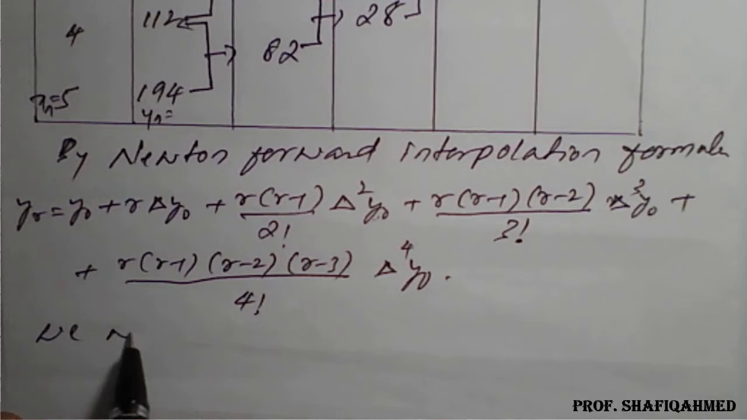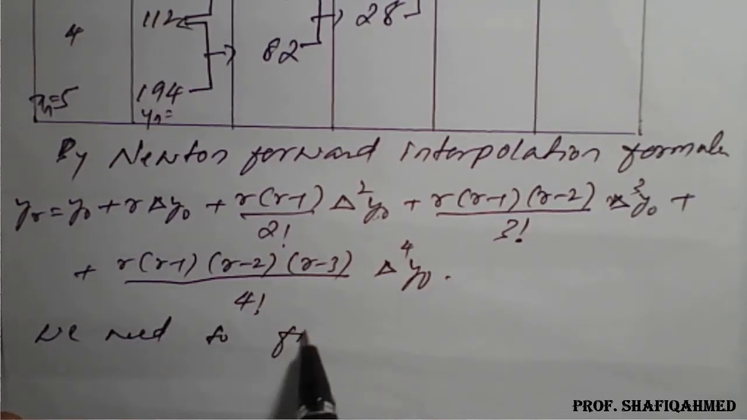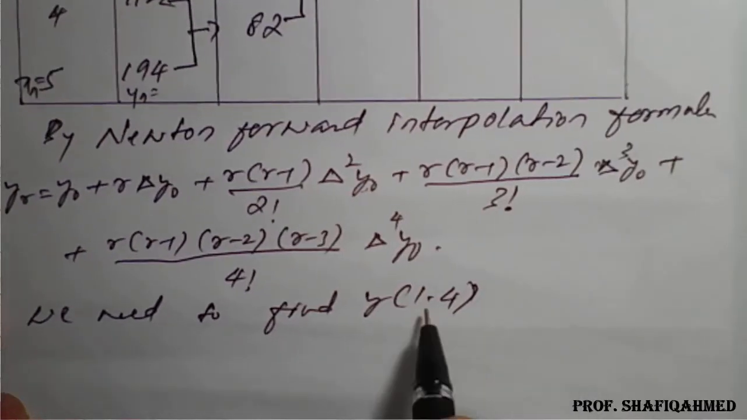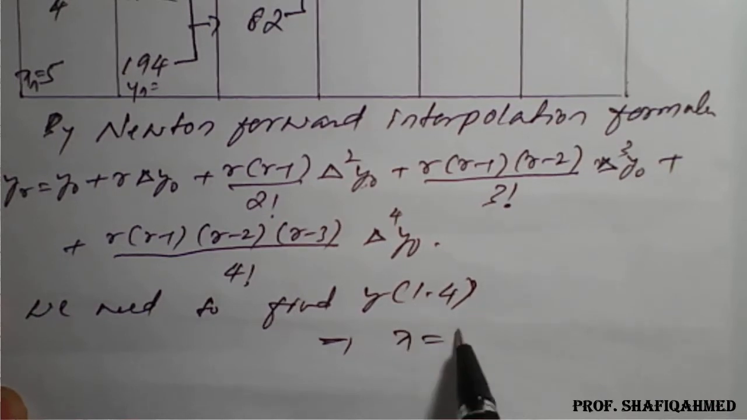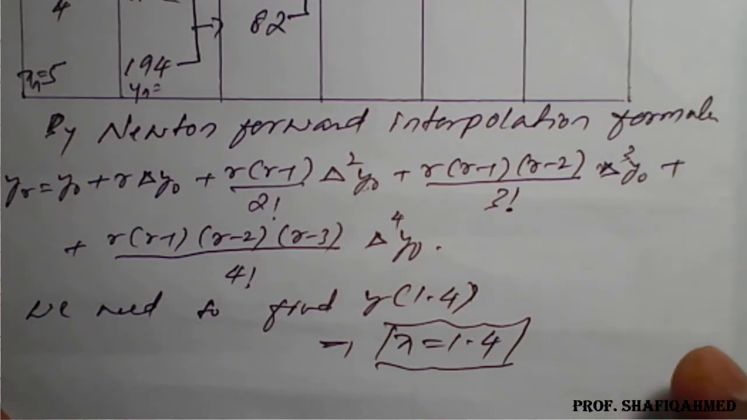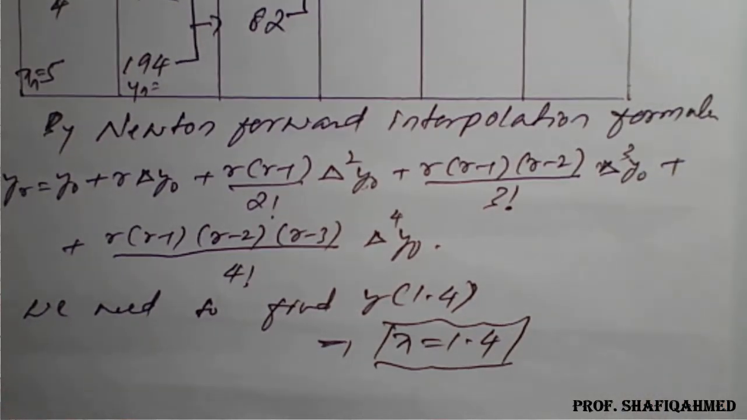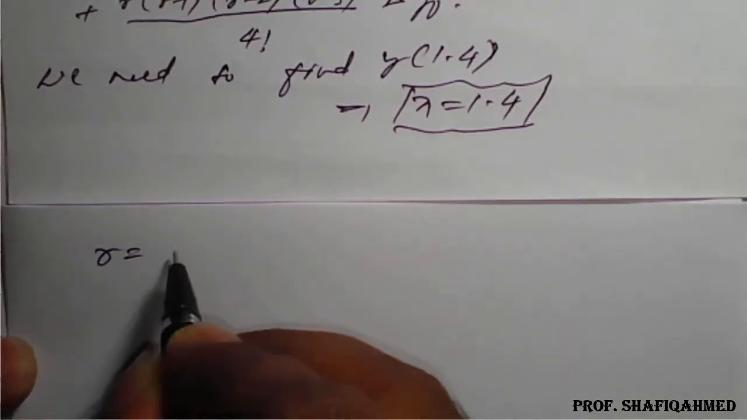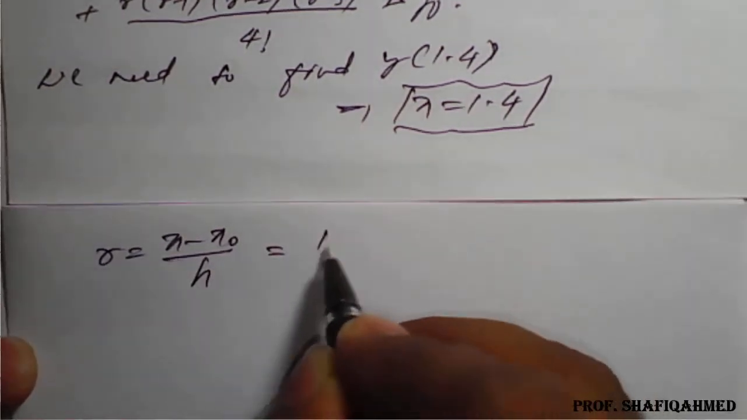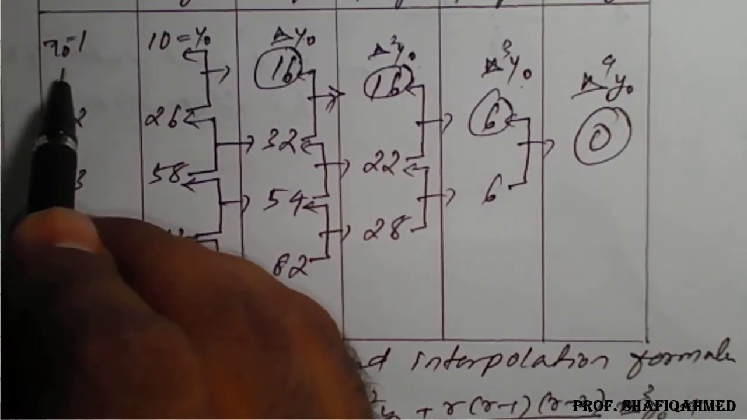We need to find y of 1.4, which means the value of x is 1.4, which will be helpful to find the value of r. So let's see what r is now. r is nothing but x minus x naught upon h. So the x value is 1.4 minus the x naught value. From the table, x naught value is 1.